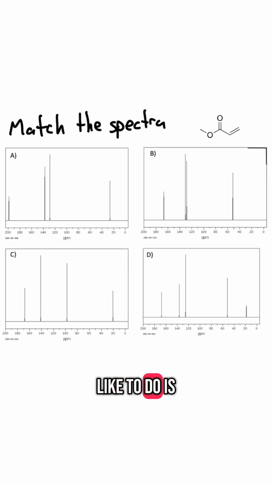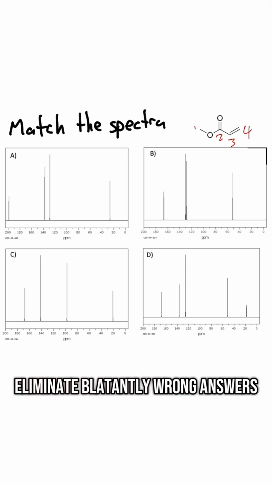So the first thing I want to do in carbon NMR is figure out how many unique carbons there are in our molecule. So let's start, we'll go left to right. We have 1, then we have 2 for the carbonyl, and then 3 and 4 for our alkenes.